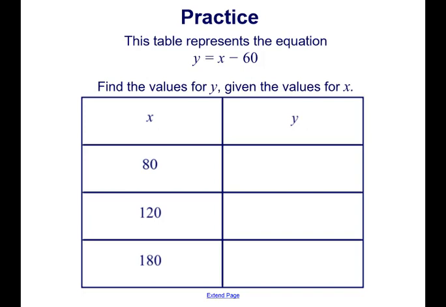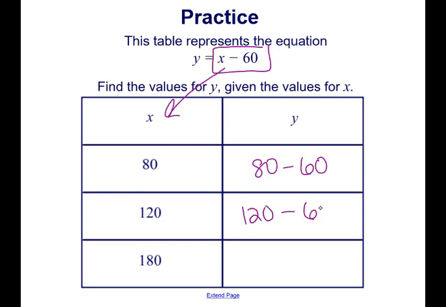Here's a different example. We have y equals x minus 60. So for the input of x, the rule is we're subtracting 60. So if we have an input now of 80, the output would be 80 minus 60. An input of 120, the output would be 120 minus 60. An input of 180, the output would be 180 minus 60.